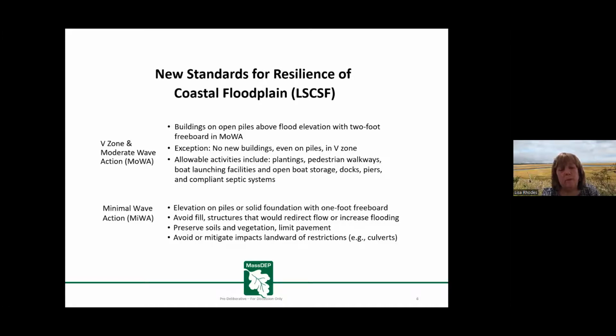Fill or structures should be avoided that would redirect flow or increase flooding, which is what Rebecca was just talking about with those examples. Soils and vegetation are recommended to be preserved, pavement limited, things like that. If you are impacting an area that is up gradient of a restriction, there would need to be avoidance or mitigation similar to the inland floodplain, because these are areas where the coastal waters can't freely flow back to the ocean. So these are the standards for new development.